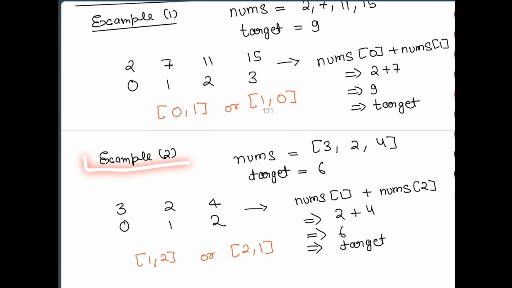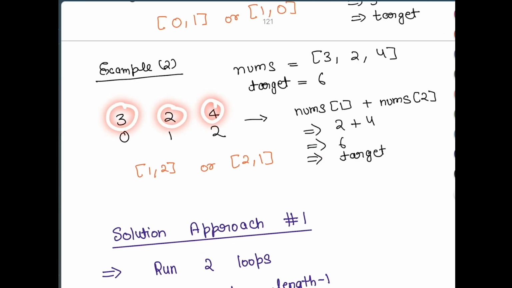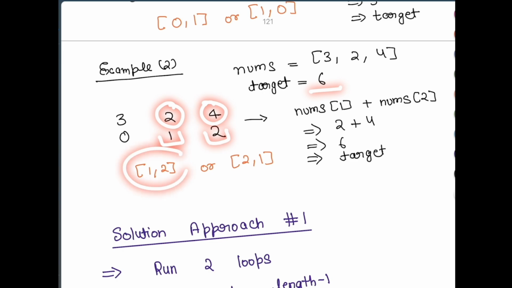Now in example number 2, the given nums array is 3, 2, 4 and the target which we need to find is 6. From 3, 2, 4, which are at index 0, 1, 2, try to find two numbers such that the sum of those numbers will be equal to the target. So it is 2 and 4, right? 2 plus 4 is 6. So the output is going to be 1, 2 or 2, 1. These are the indexes, 1 and 2, at which you have the numbers 2 and 4. So that's all we need to find out.